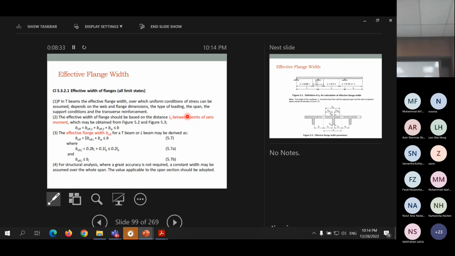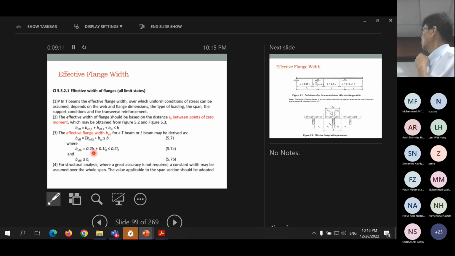So by referring to that figure, we can understand what B effective 1, B effective 2, B1 and B2 are, and what the limit of B effective is. B effective must not be more than B. B effective 1 must not be more than B1. B effective 2 must not be more than B2. And B effective 1 or 2 is calculated using this equation, 0.2 BI plus 0.1 L0, and it must not be more than 0.2 L0.